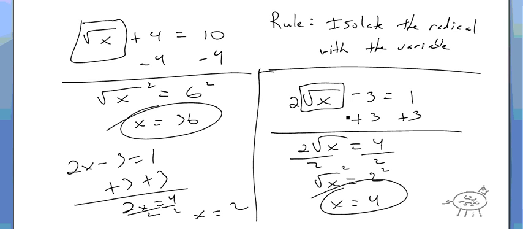The square root of 4, so I'm plugging it back into this x right here. The square root of 4 is 2. Okay, 2 times 2 is 4. 4 minus 3 is 1. Okay, so that checks out. Okay, that's pretty mellow. All right, so that's, again, isolating that radical, the variable with the radical. All right, so let's try one that's a little more complicated.